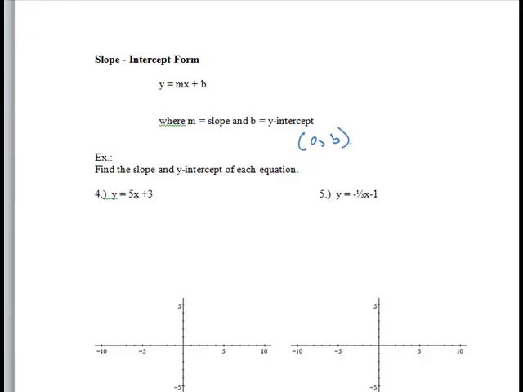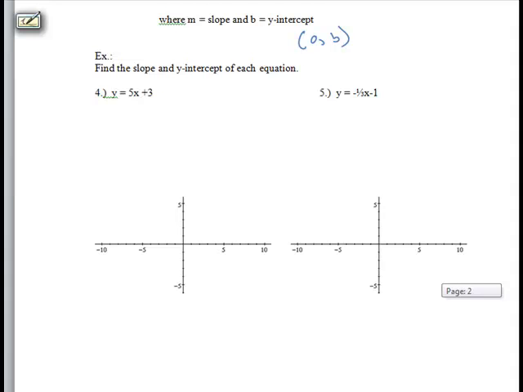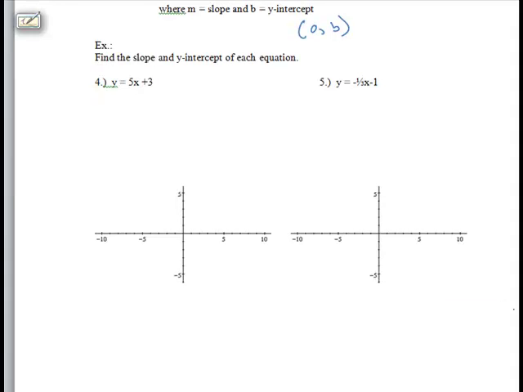So just from looking at an equation in this form, we can derive a lot of information about it: the slope, and already one solution or one point that it passes through, the y-intercept. An example of an equation in slope-intercept form, example 4, y is equal to 5x plus 3. So the slope is simply equal to 5. b is equal to 3, so therefore the y-intercept is at the point 0, 3.